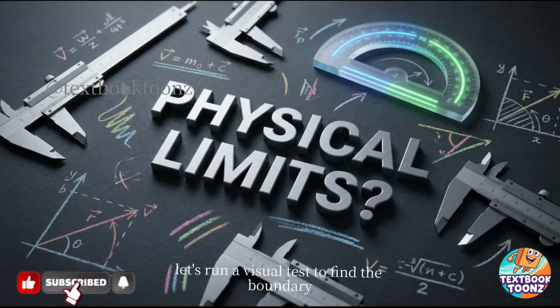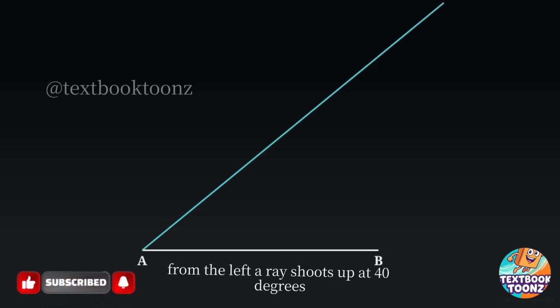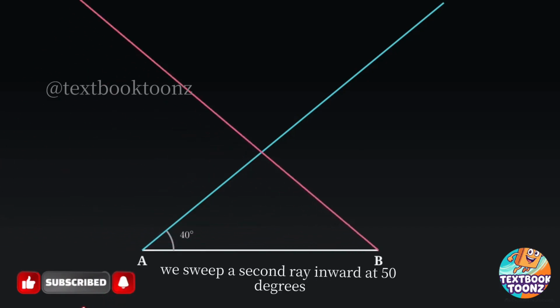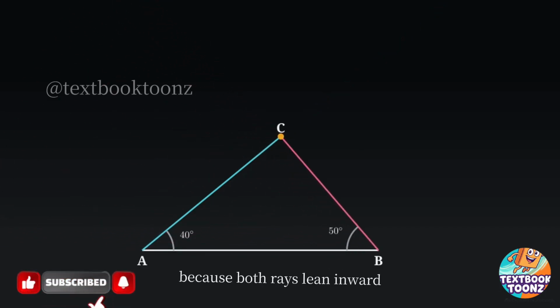Let's run a visual test to find the boundary. We'll start with a horizontal baseline. From the left, a ray shoots up at 40 degrees. From the right side, we sweep a second ray inward at 50 degrees. Because both rays lean inward, they cross easily.